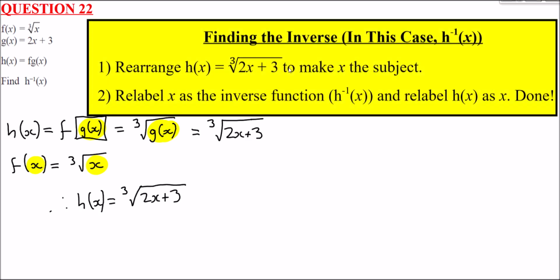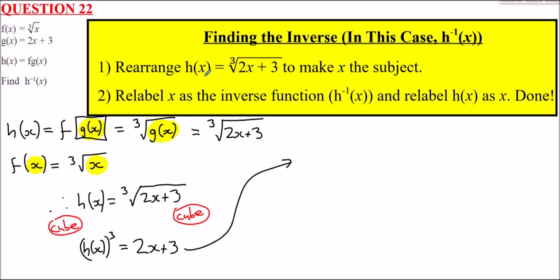To find the inverse, our first step is we need to arrange h of x, which in this case is this, to make x the subject. At the minute, this x is trapped, it's being cube rooted. So the first step would be to cube both sides to undo the cube root. If we cube the cube root, it cancels this surd and we just get 2x plus 3 back again. If we cube h of x though, we get h of x all cubed equals 2x plus 3.